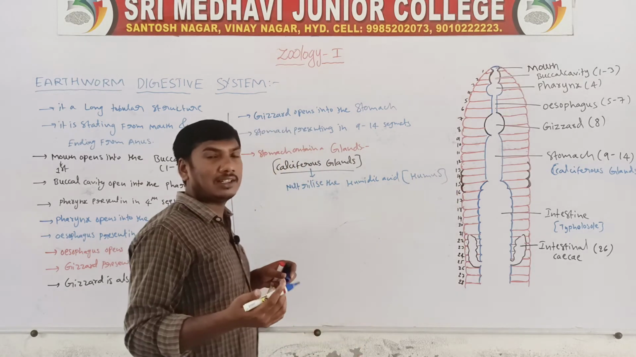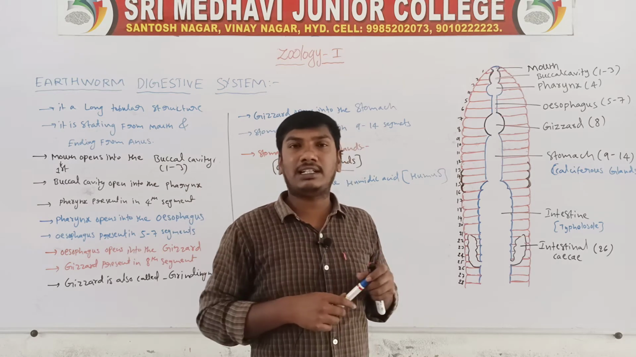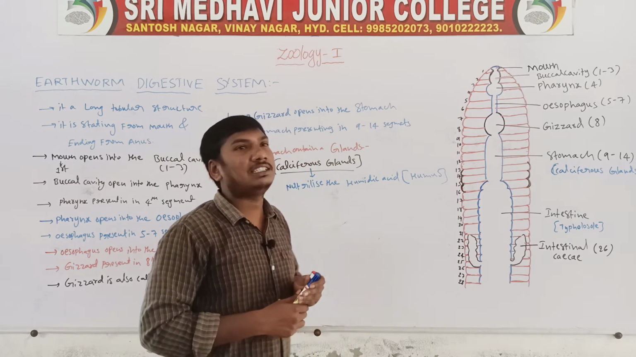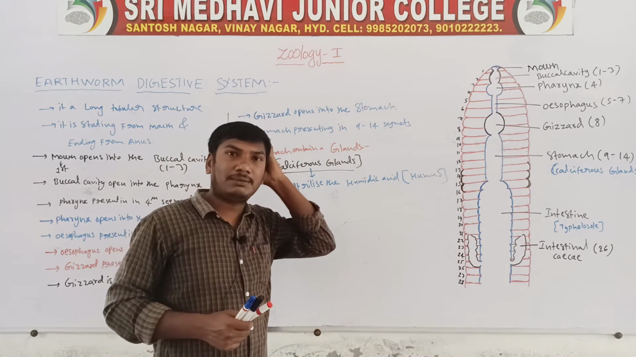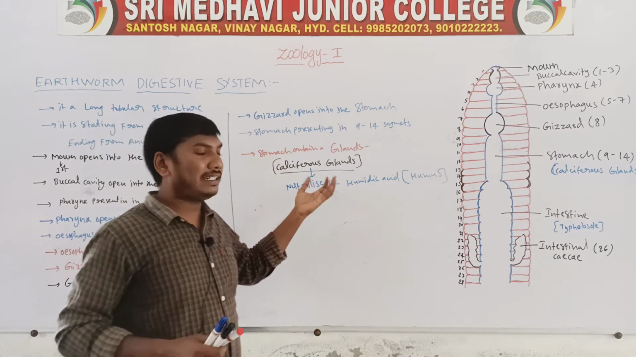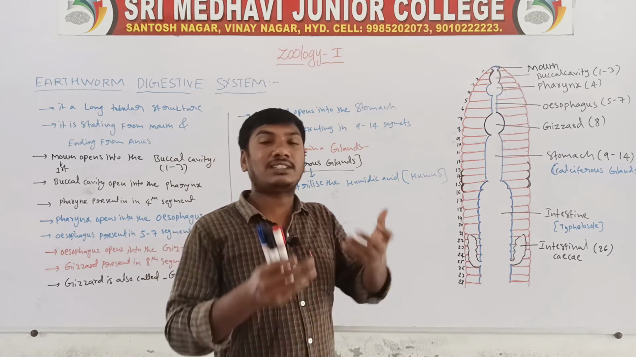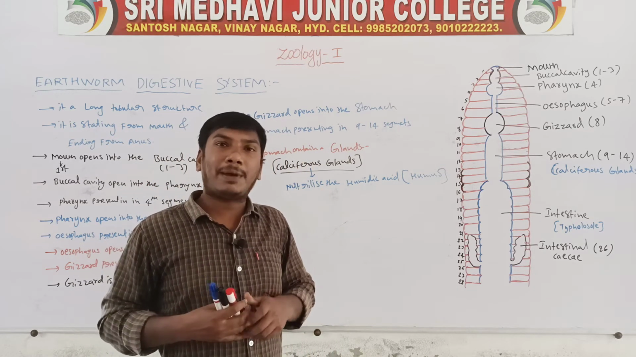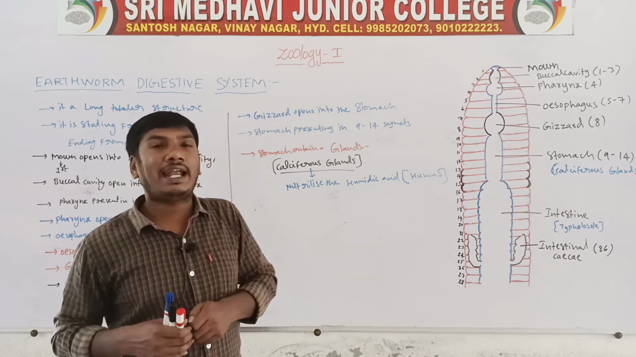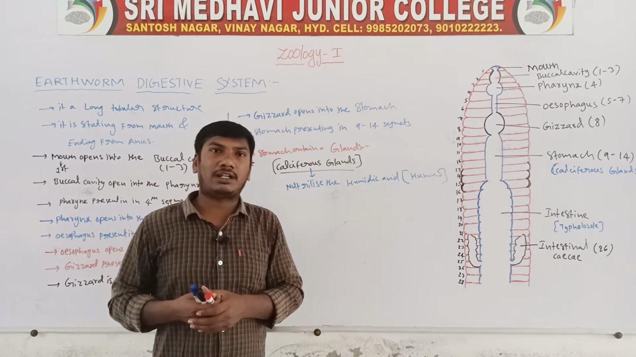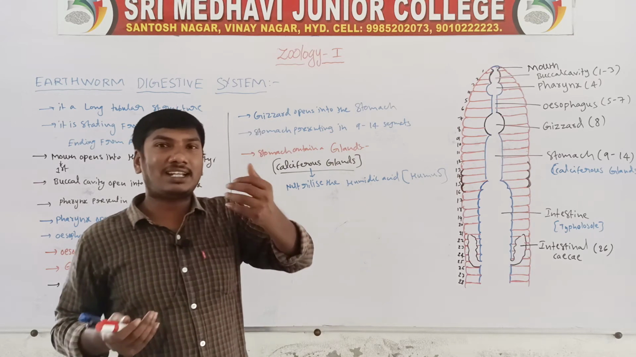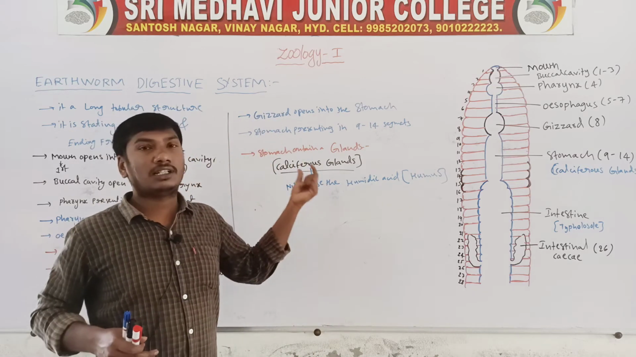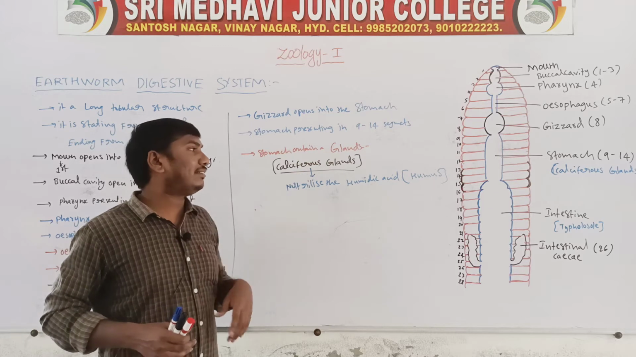So the soil contains humic acid, and neutralizing means suppressing the humic acid's function. The stomach contains a gland called the calciferous gland. The earthworm's food materials are plant decaying leaves and soil organic matter, and the calciferous glands neutralize the humic acid.